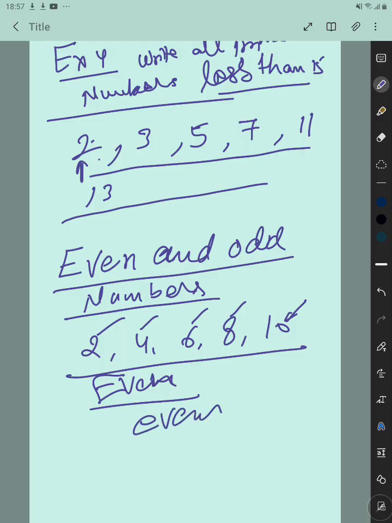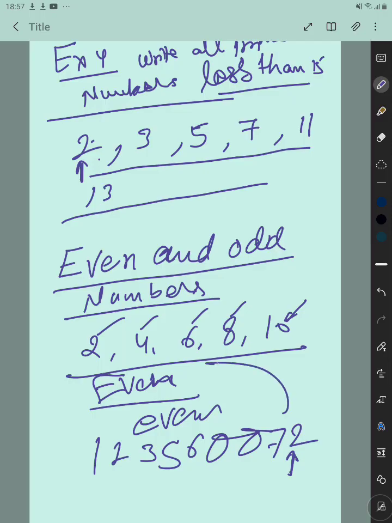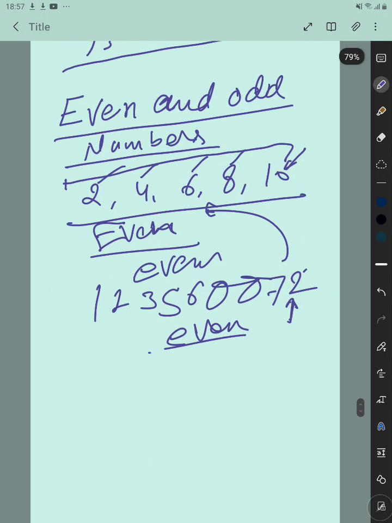Let's take an example: 1 2 3 5 6 0 0 9 2. Any number you take, you need to see only the unit digit. If the unit digit is one of these, then it is an even number. Since it is a 2, it is an even number. And if the unit digit is not one of these, then that will be an odd number.